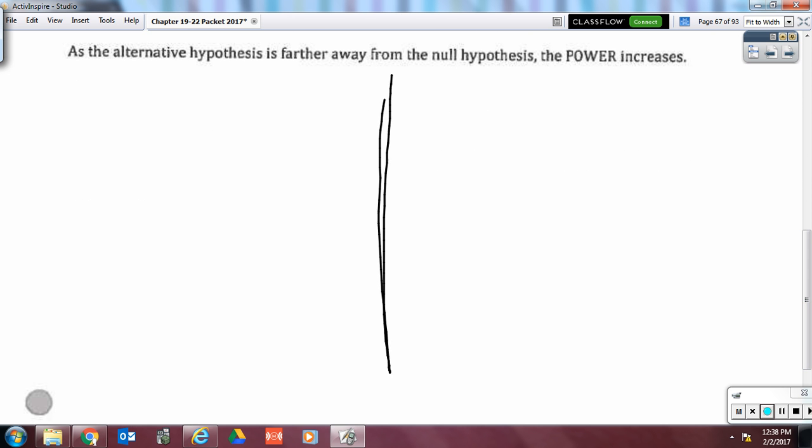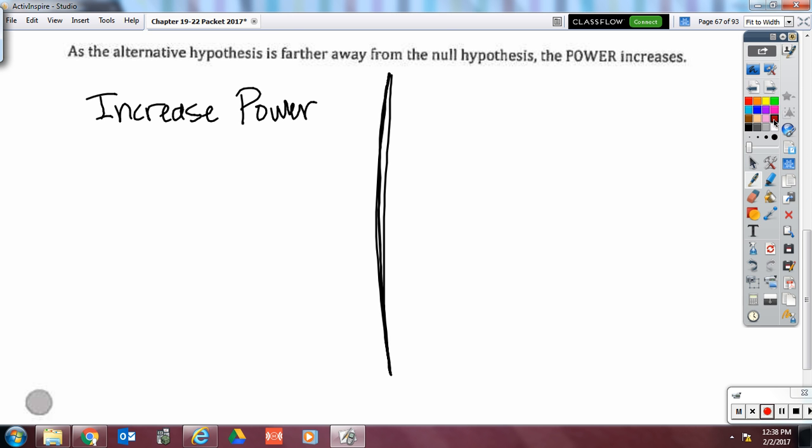I'm going to draw a line down the middle because I want you to recreate the increased power one here. And then sometimes you might be asked the opposite. Sometimes you might be asked, what happens to power as N goes down, or something like that. So I want you to draw the flip side of this, the decreased power picture. All right? See if you can make the first one and then make the second one from it.